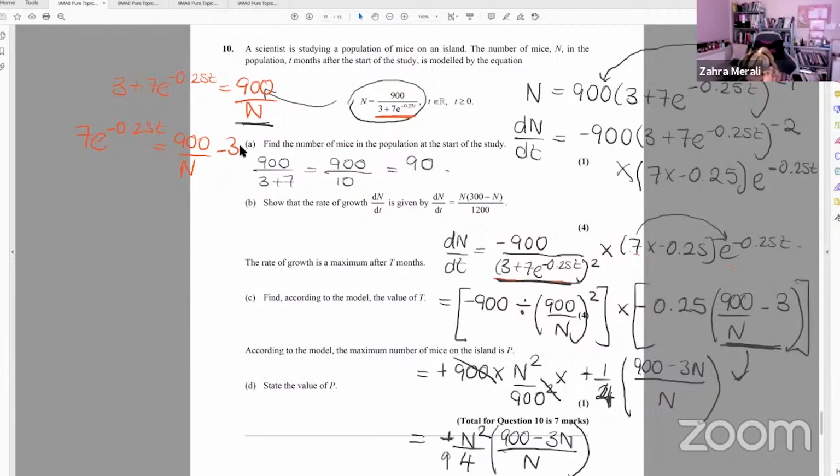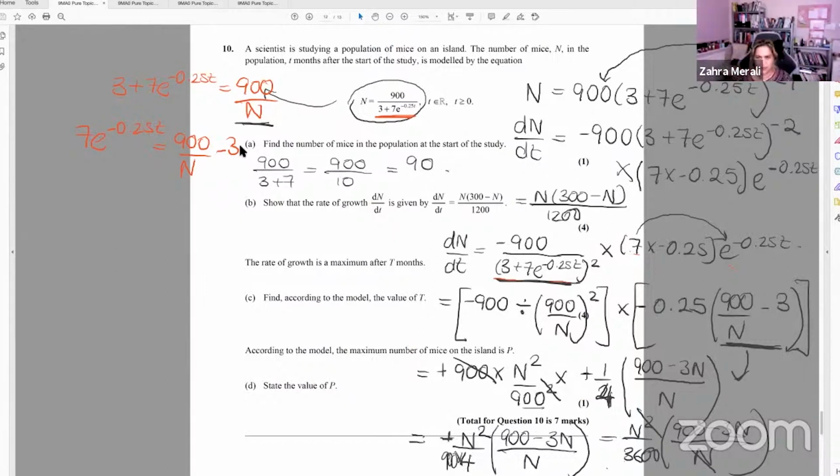And 900 times 4, sorry, I lost that 900. So 900 times 4 gives us 3,600. So n squared over 3,600, 900 minus 3n over n. That cancels with that. And then we end up with the answer. So if you have a look, you can divide through by 3, and that will become 300, and that will become n. So we're left with n, 300 minus n, exactly as we have there, over 1,200.